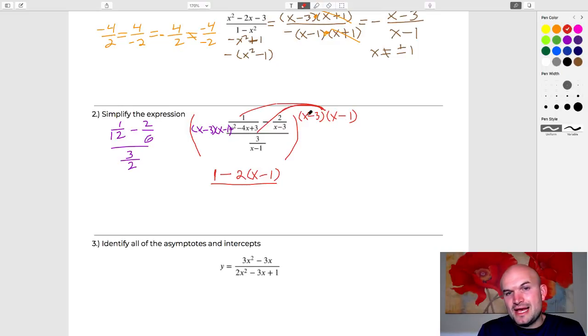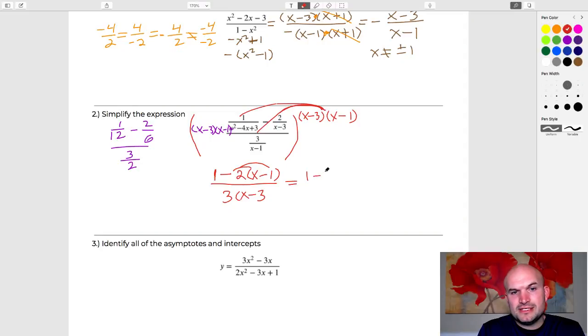And then when I multiply x minus 3 times x minus 1 times this expression, again the x minus 1's will divide out, and I'll just be left with a 3 times x minus 3. Okay, now I can apply a distributive property here, and I'll just kind of work my way to the right.